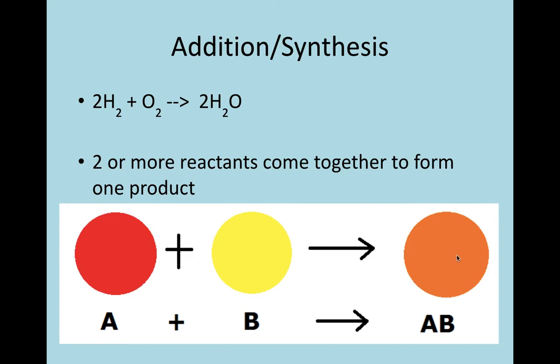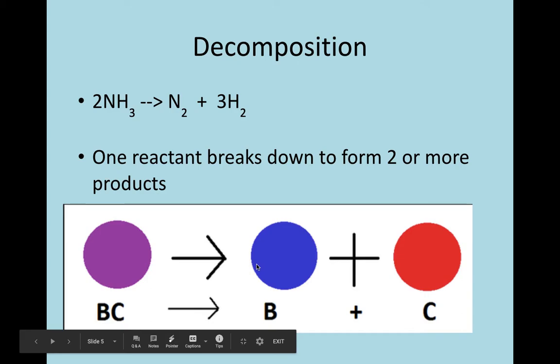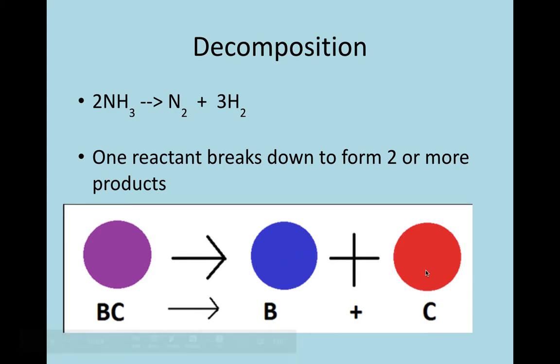Okay. The opposite of addition or synthesis is decomposition. Decomposition is just like it sounds. You're decomposing or breaking something down. So here we're going to have one reactant on the left, and it's going to break apart into two or more products. So we always start with one, and we can end with 2, 3, or even more products. So here we have BC, and it breaks apart to form B and C. So you're decomposing or you're breaking something down.